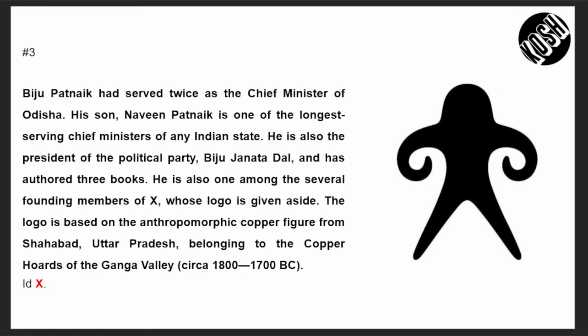The logo is based on the anthropomorphic copper figure from Shahabad, Uttar Pradesh, belonging to the copper hordes of Ganga Valley around the years 1800 to 1700 BC. Now the question is, Naveen Patnaik is one of the founding members of this organization whose logo has been given aside. So identify this organization which had, apart from Naveen Patnaik, many other famous luminaries on its founding board, including Captain Amrinder Singh, Yamini Krishnamurti and several others. So which is this organization whose logo is the one that you're seeing here?